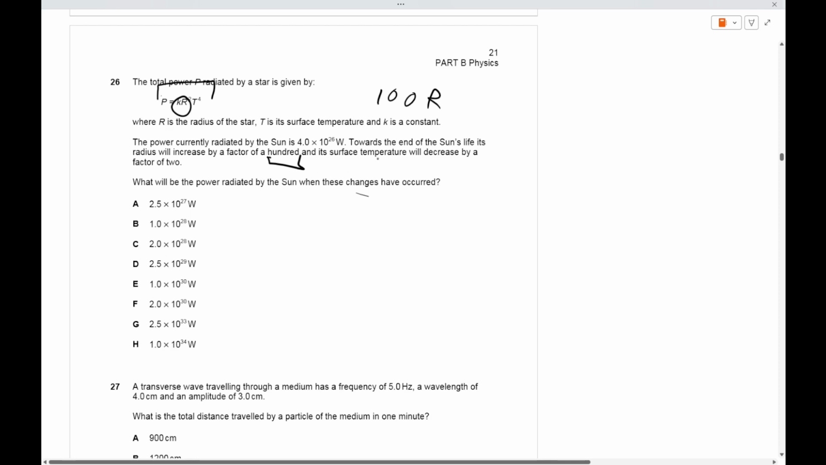And we know that the surface temperature will decrease by a factor of 2. It's going to be 1 over 2T. Then we just use the formula. We know that we have to square the radius, and then we also know that we have to do to the power of 4 for the surface temperature. So very simple. We know that this is going to be 10,000 R squared.